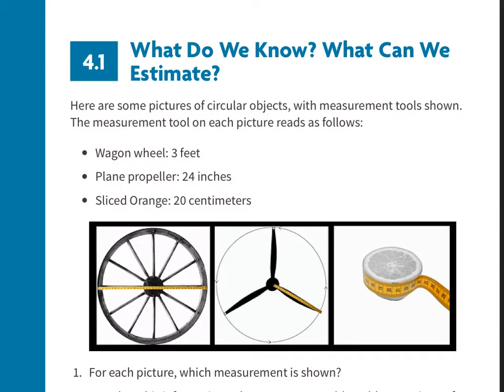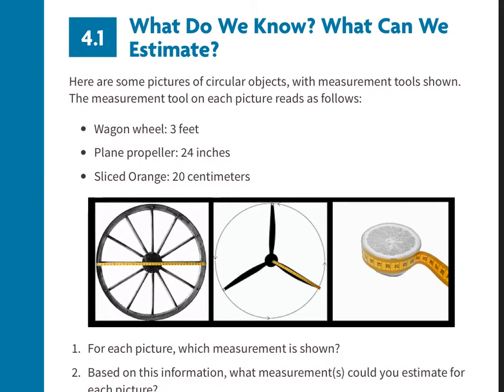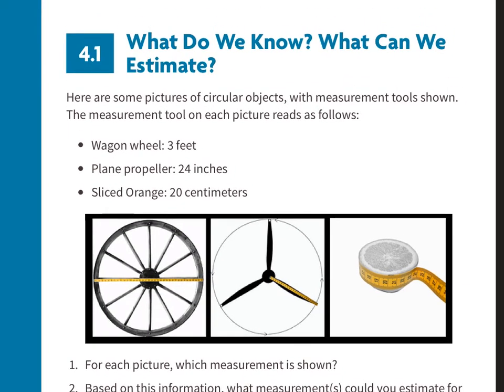So what do we know? What do we estimate? Here's some pictures of circular objects. We're on page 31, by the way. Here's some pictures of circular objects with measurement tools shown. The measurement tool on each picture reads as follows. The wagon wheel is 3 feet, the plane propeller is 24 inches, and the sliced orange is 20 centimeters. For each picture, which measurement is shown? So go ahead and hit pause, write down which measurement goes with each circle, and then we'll go from there.